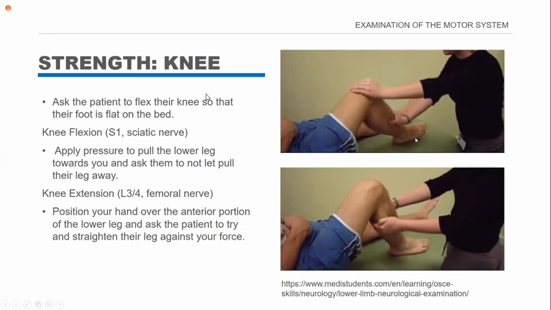Apply pressure, knee flexion, knee extension. First picture is knee extension. You put your hand on the anterior portion of the lower limb and ask the patient to try and straighten their leg against your force. Similarly, you put your hand behind on the calf muscles, and this is knee flexion. You ask the patient to flex their knee and you are applying pressure to extend the knee. Your force is outward, here your force is inward. So this is how you check for it.